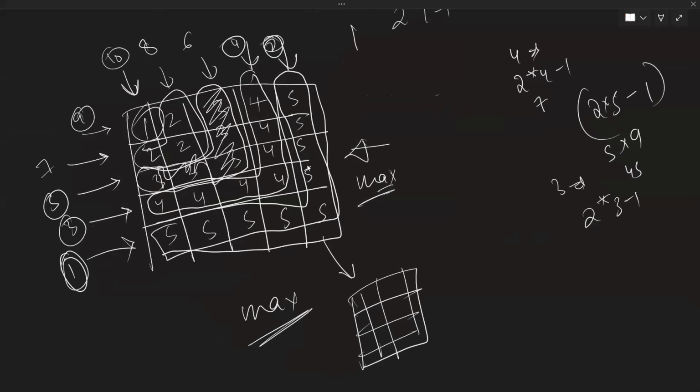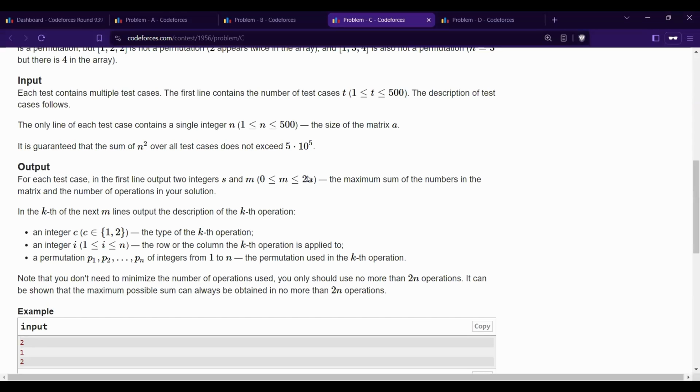So that's that. Yes, you are using all the operations, 2n operations. Maybe there is some other way to construct the same thing with a lesser number of operations, but since we had 2n operations, I used all.